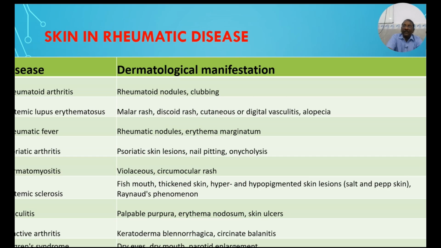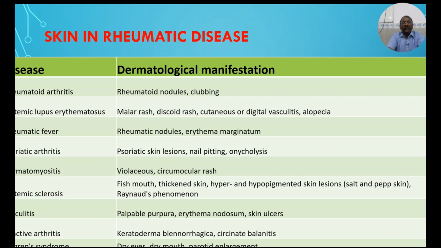Skin in the rheumatologic practice. So it's very important that you as a physician can identify the skin lesions and their relation with the rheumatological problem. In rheumatoid arthritis, you will have clubbing and rheumatoid nodules. In SLE, you have the malar rash, discoid rash, vasculitis, alopecia. Rheumatic fever: rheumatic nodules, erythema marginatum. Psoriatic arthritis: psoriatic skin lesions, nail pitting and eye colitis.